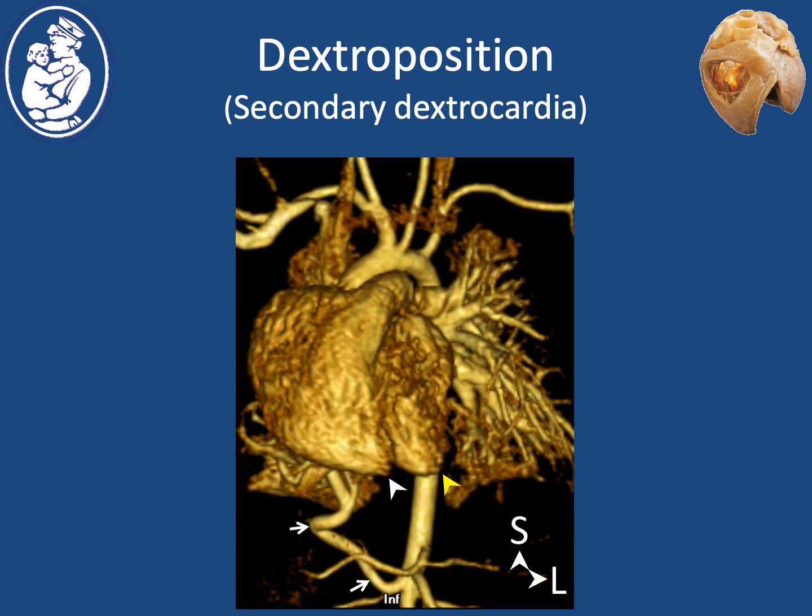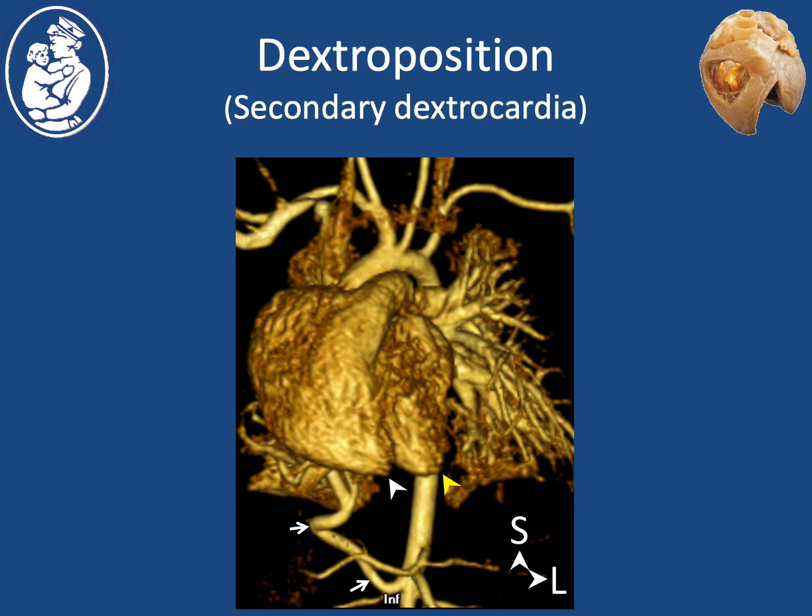This 3D reconstruction from a magnetic resonance angiogram illustrates this point. The left lung is quite large and hyperexpanded here, while the right lung is hypoplastic and seen below the heart in the right chest. The heart has been moved into the right chest because of the small right lung. There is also sequestration of the right lower lobe, and we can see the sequestration artery here arising from the descending aorta.